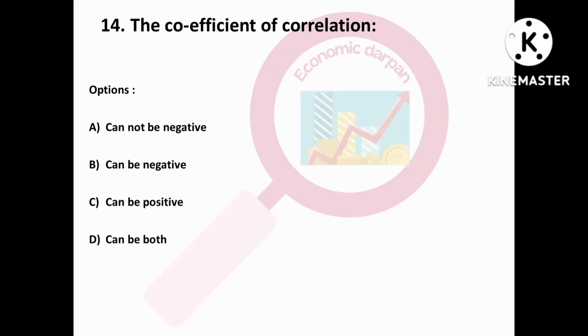Question number 14. The coefficient of correlation: option A, cannot be negative; option B, can be negative; option C, can be positive; and option D, can be both. The coefficient of correlation can be both, that is, positive or negative.